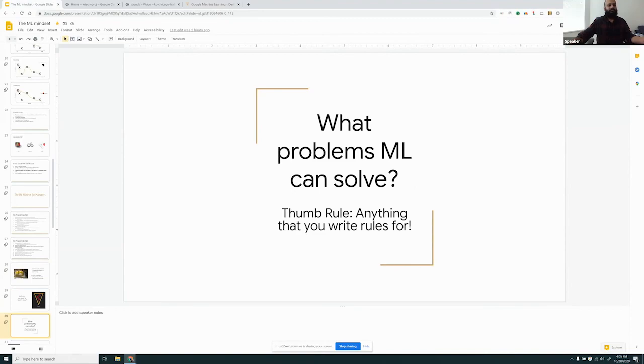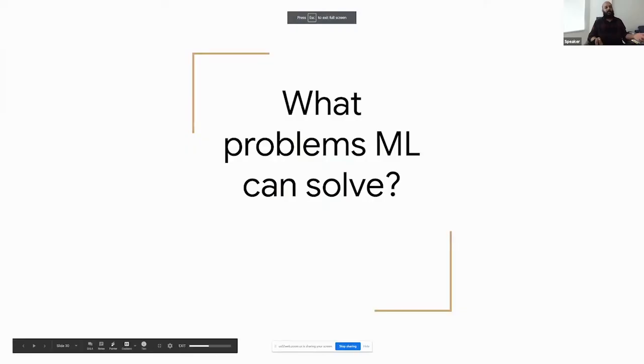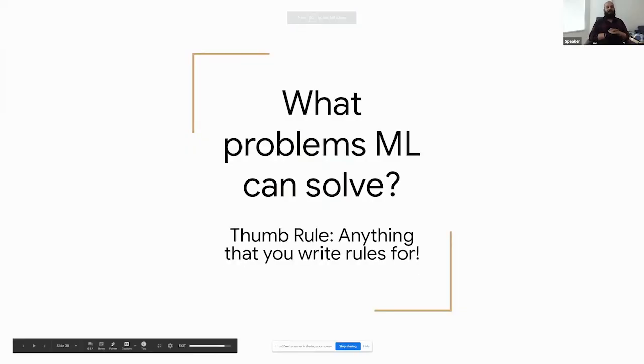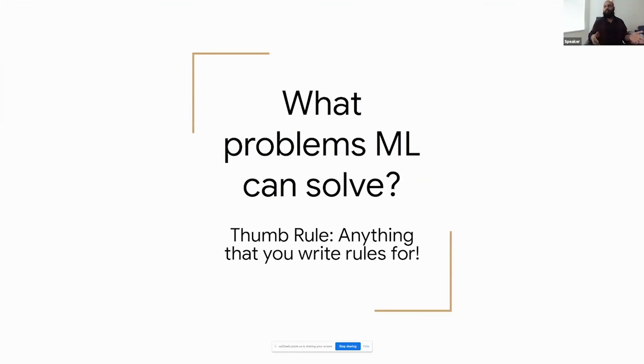And it's a thumb rule. This is what I learned over a period. Anything you write rules for, you can mostly use machine learning. Typically, if you are very, very new to ML and want to understand where your problems can be solved, this is the place where you can start.